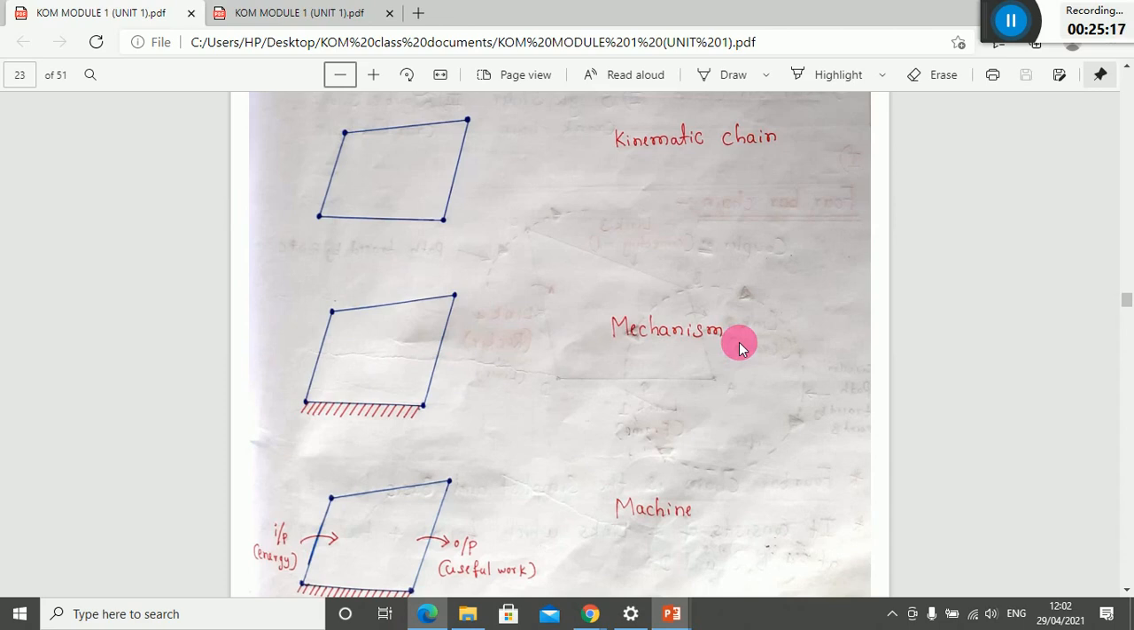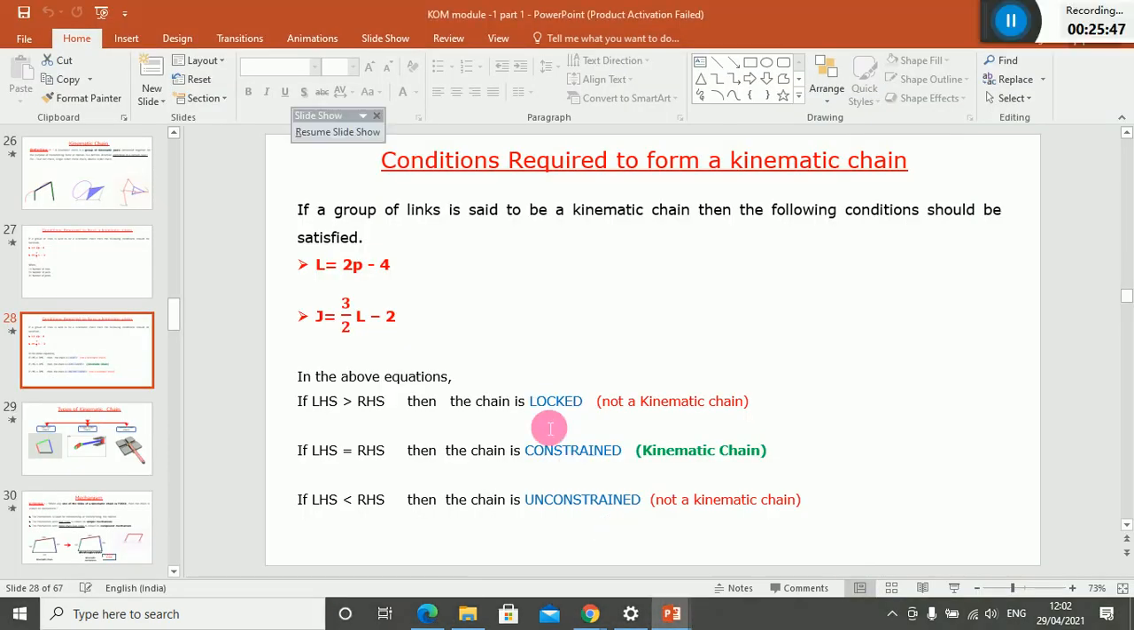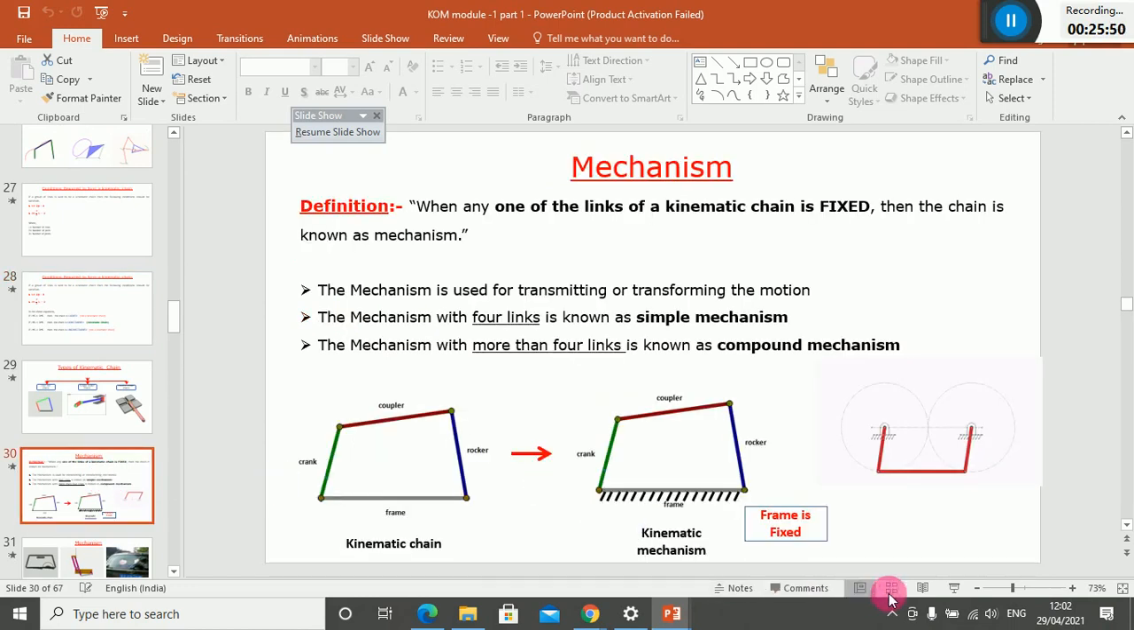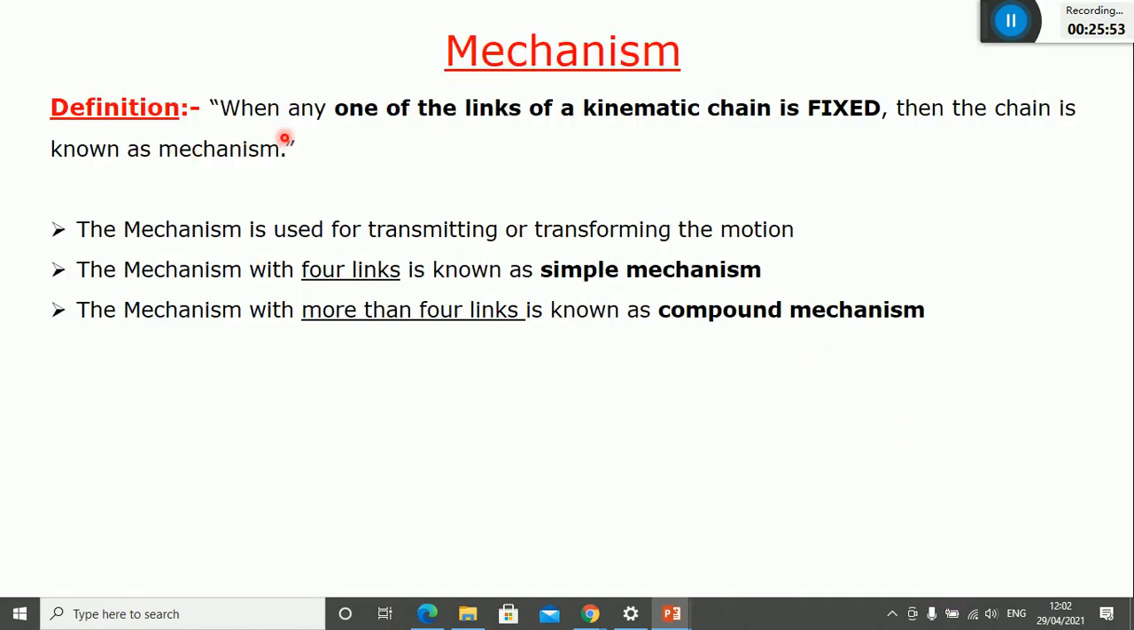You can consider your fan. The ceiling fan is fixed to the roof, so the roof is considered one more link, a fixed link. And the railway track is also fixed. When you consider a car wiper, the car wiper is fixed to the front glass. So a mechanism is nothing but a kinematic chain in which any one link is fixed. That is the definition of a mechanism. Please take down the figure: when any one link of a kinematic chain is fixed, then that chain is called a mechanism.